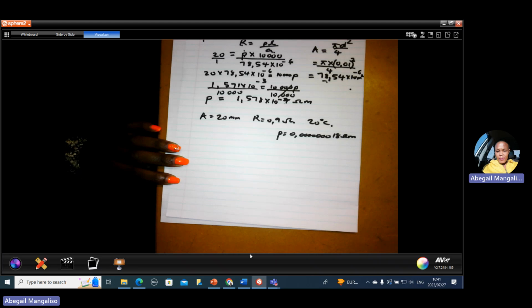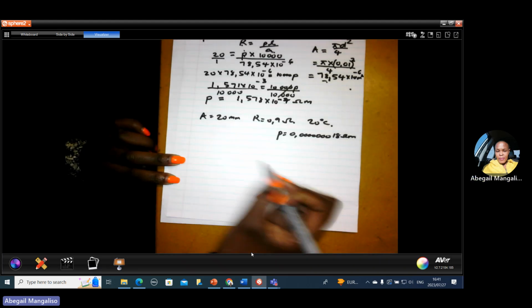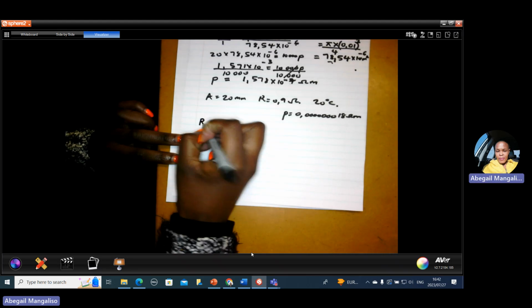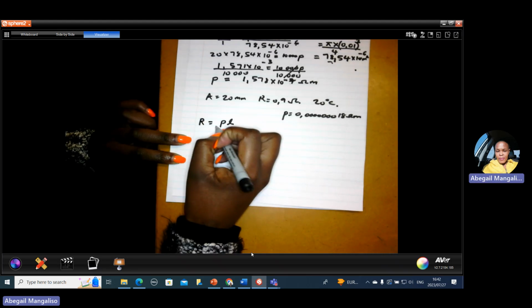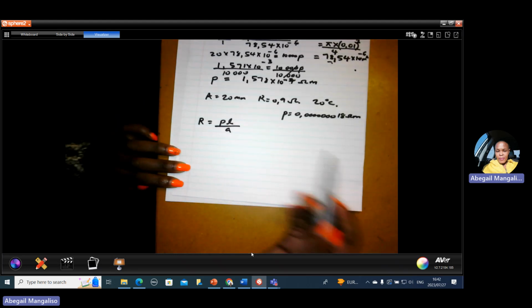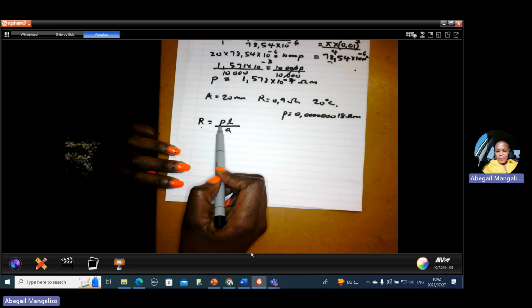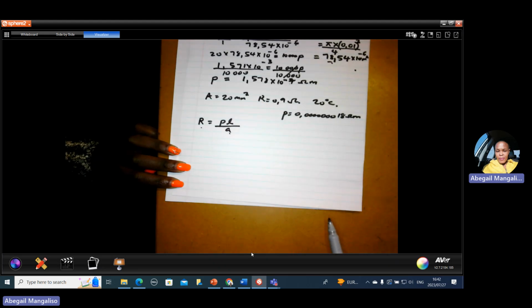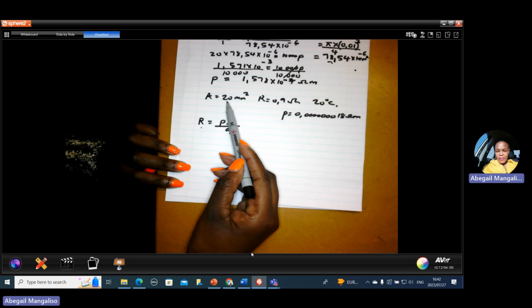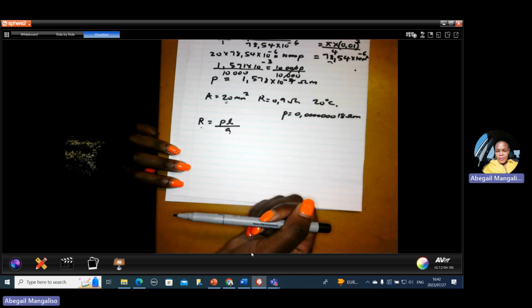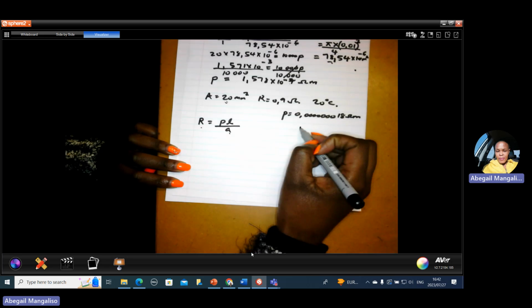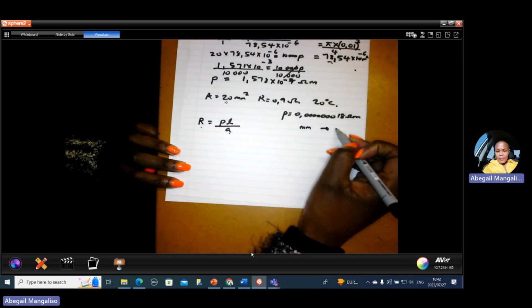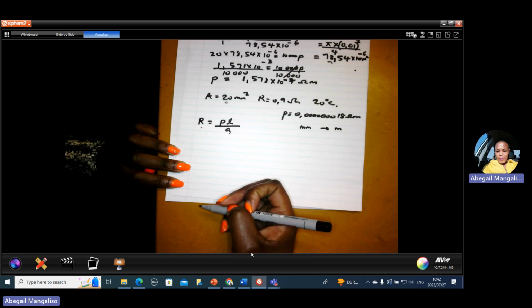Calculate the length. Formula is the same formula. R equal to resistivity multiplied by length divided by an area. Resistance is given. Resistivity, we got it from the table because the type of material is mentioned on the table. Area is 20 square millimeter. So we need to change this area to square meter. When you change a millimeter to a meter, we divide by 1,000.